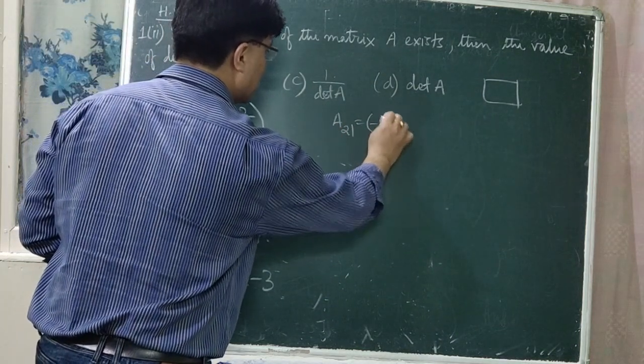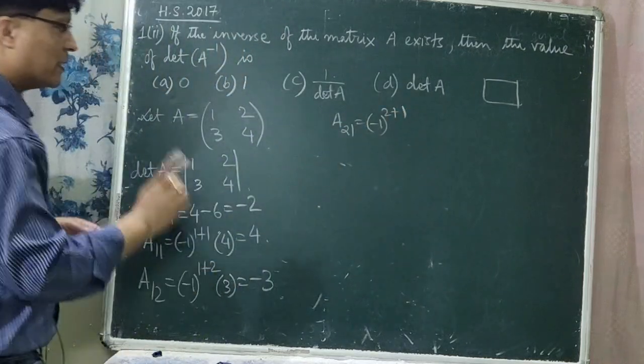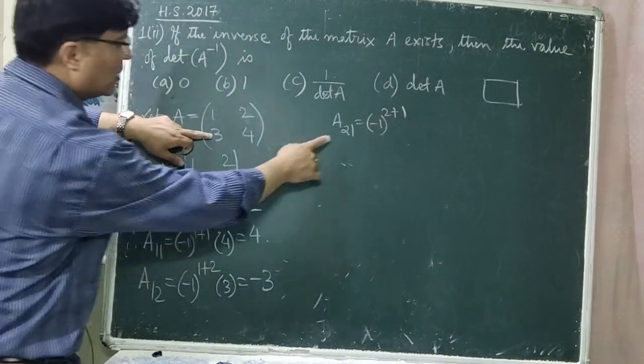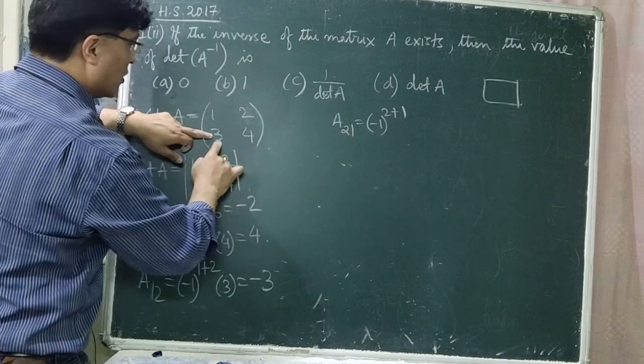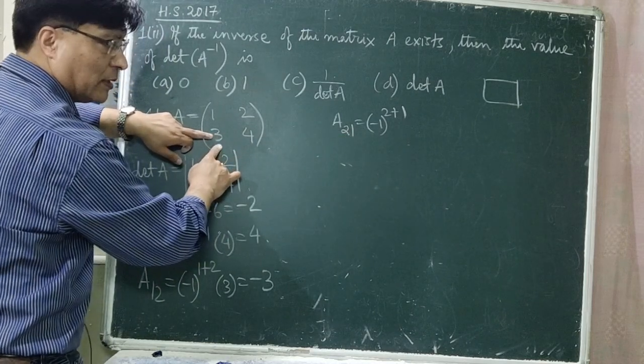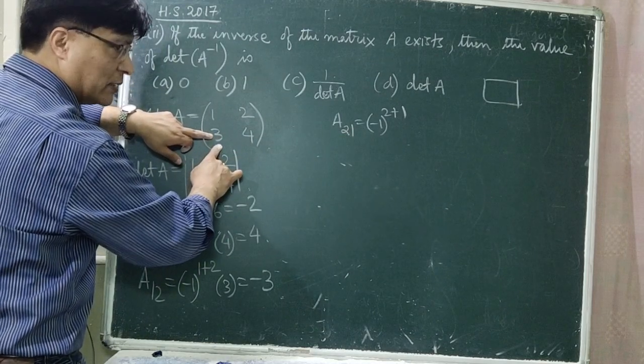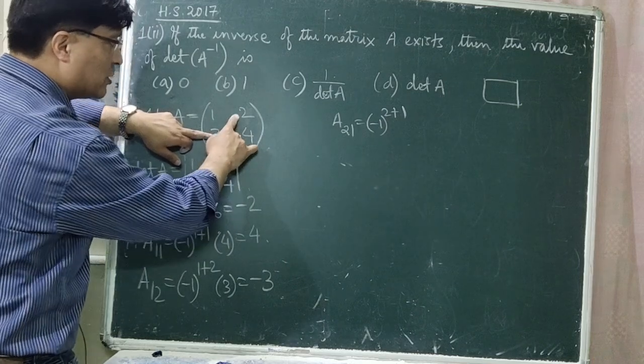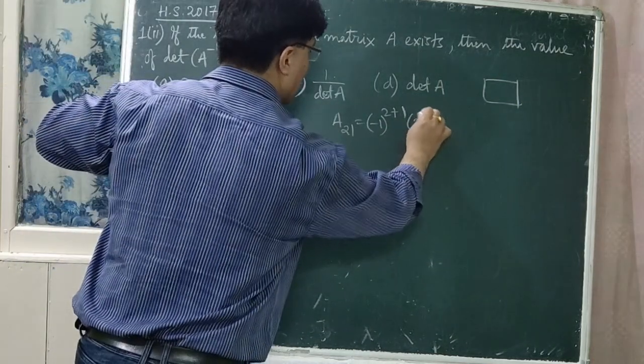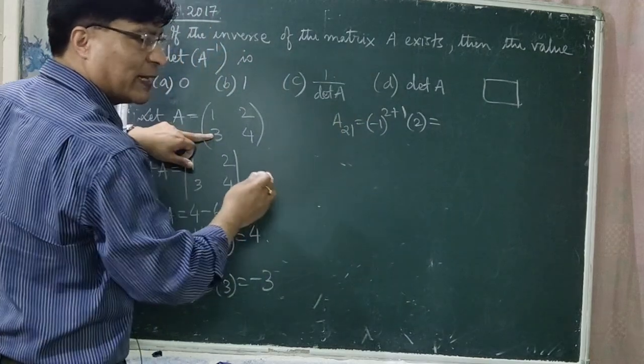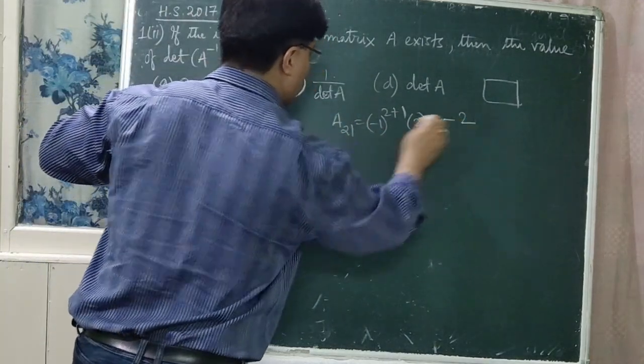Consider the sign first. (-1) to the power 2+1, that is the cofactor of the element belonging to the second row and first column. Second row and first column, that means 3. Delete the row and the column through the element 3. Second row and first column deleted. What remains? 2. So it is (-1) whole cube, which is -1. So it is -2.